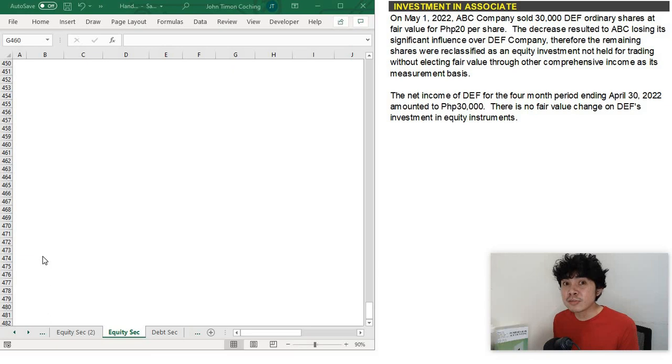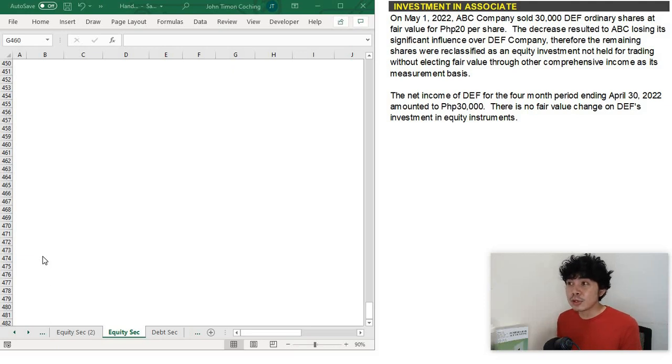So, ang total nun is 50,000 shares. Tapos, nagkaroon tayo ng share split na 2 for 1. Kaya, yung 50,000 shares natin, naging 100,000 shares na siya. Kaya, sa ABC Company, as of May 1, 2022, meron siyang hawak-hawak na total shares na 100,000.